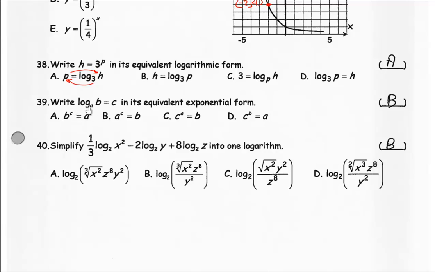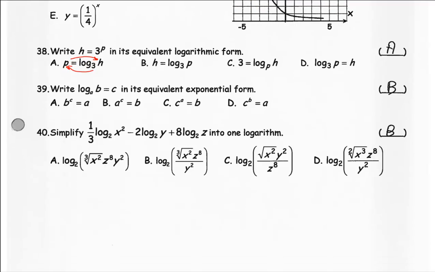For question 39, it says write log base a of b equals c in its equivalent exponential form. So it'd be a raised to the power of c would equal b, which is answer B here. And for number 40, you're asked to simplify this into one single logarithm instead of the sum and difference of 3 different ones. And so maybe we'll move down here a little bit and make a little bit of room to write this out.